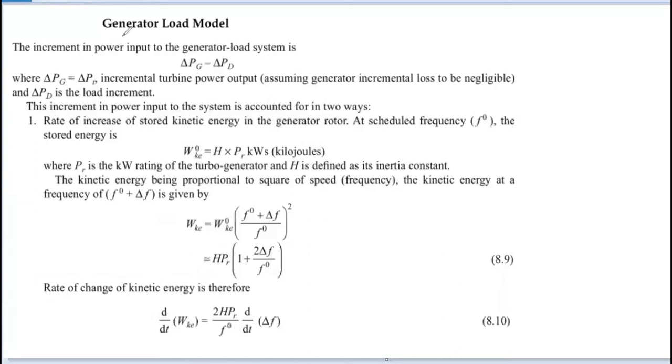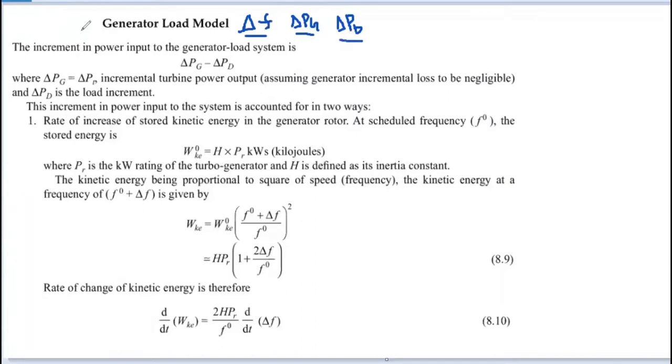Now coming to the generator load model. This generator load model gives the relation between the change in the frequency delta F as a result of change in the generation delta PG when the load changes by a small amount delta PD. So this gives a relation between the change in the frequency as a result of the change in the generation when the load is changed by the small amount delta PD.